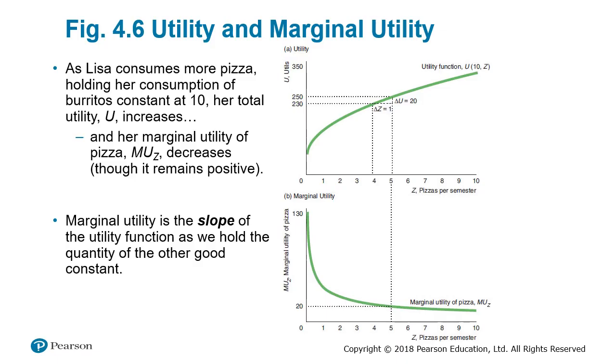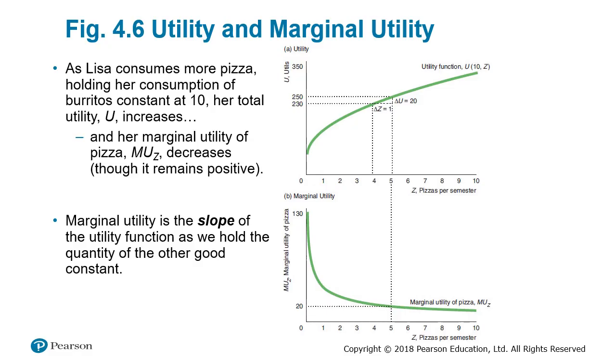So if we look at the top panel, let's look at the fifth pizza. In moving from pizza 4 to pizza number 5, that additional pizza, you can see, has brought her an additional 20 utils, or 20 units of additional satisfaction or utility. We can see this on the bottom graph as well, that fifth pizza has brought marginal utility of 20. The marginal utility is the slope of the total utility function.